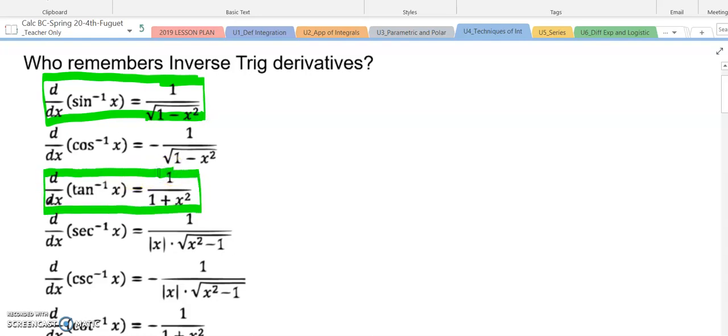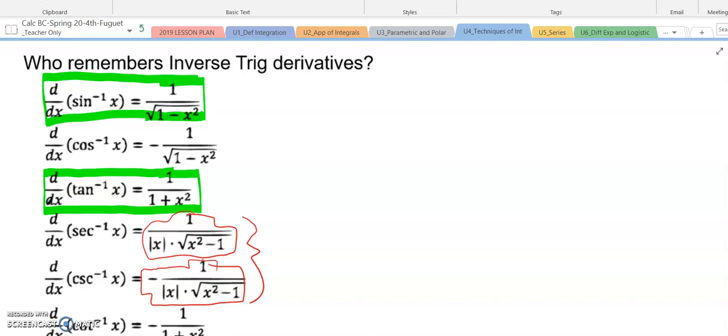Now, why are we focusing on these two and not the other four? Here's my quick explanation. We will not be looking at antiderivatives that look in this form here with the absolute value of x and square root of x squared minus 1. So inverse secant, inverse cosecant, those are going to be types of problems we're not going to encounter.